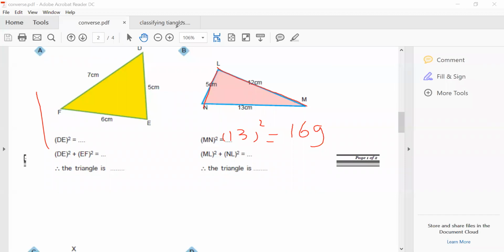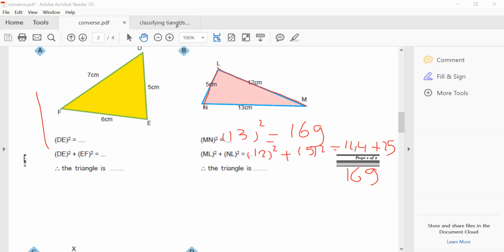ML square equals what? 12 square plus 5 square. Yes, 12 square is 144. 5 square is 25. Add them. 169, Muhammad. 144 plus 25 is 169. So is the triangle right or not?